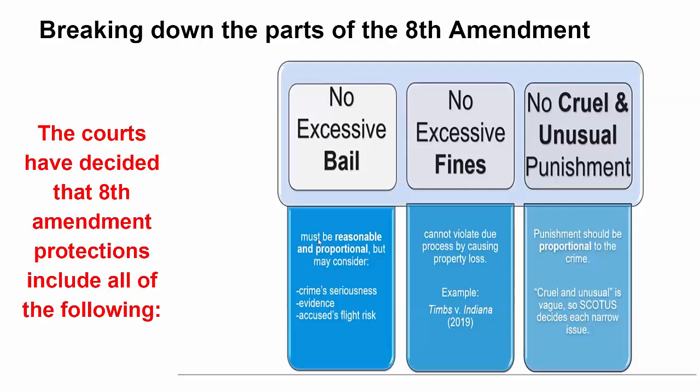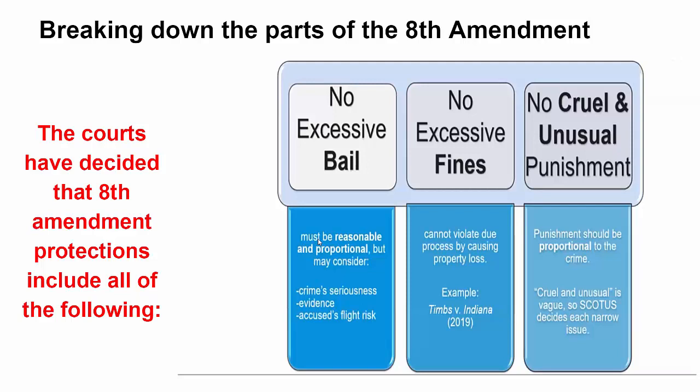The first is no excessive bail. Bail for those that have been accused of a crime must be reasonable. It must be proportional to the crime, but the court may consider when assigning bail the seriousness of the crime. The more seriousness, obviously, the higher the bail can be. They can look at the evidence in order to determine whether bail should be higher or lower, and they can consider whether the person that is accused is a potential flight risk. In that event, for instance, bail may be higher to try to reduce the likelihood that person will flee.